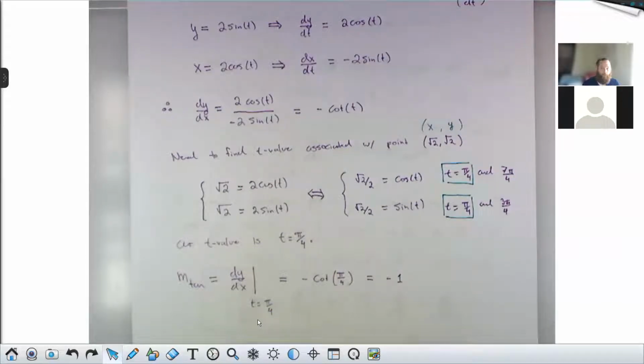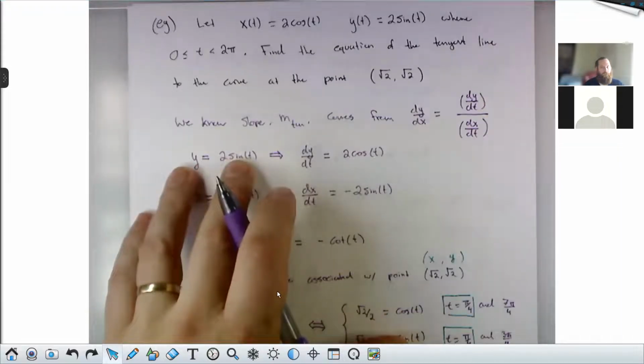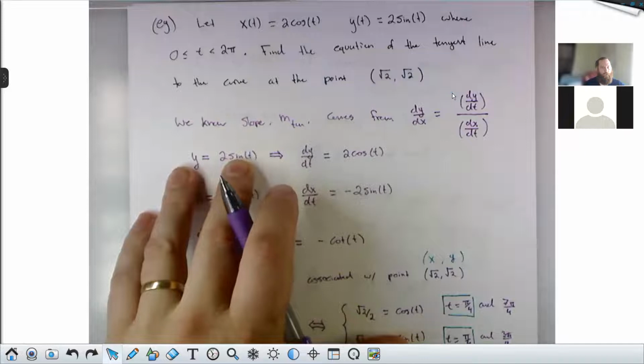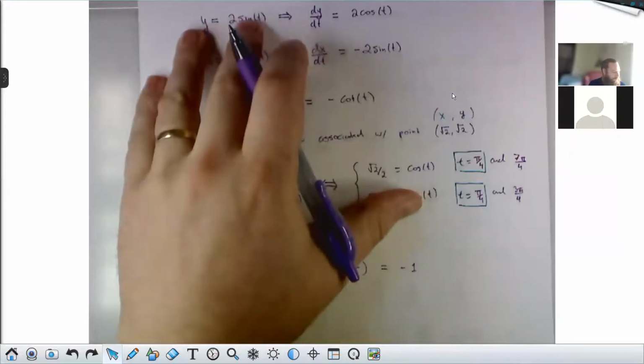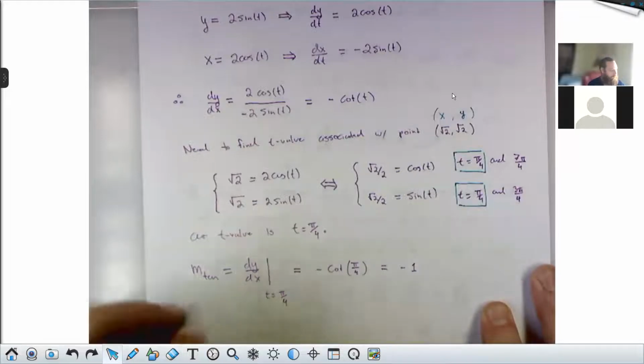Okay, the work is all done. To find the equation of a line, you need 2 things. You need a point on the line, and you need the slope of the line. The point on the line was given. We were told to find the equation of the tangent line to this curve at the point √2, √2. And through the work we just did, the slope of the tangent line is negative 1.